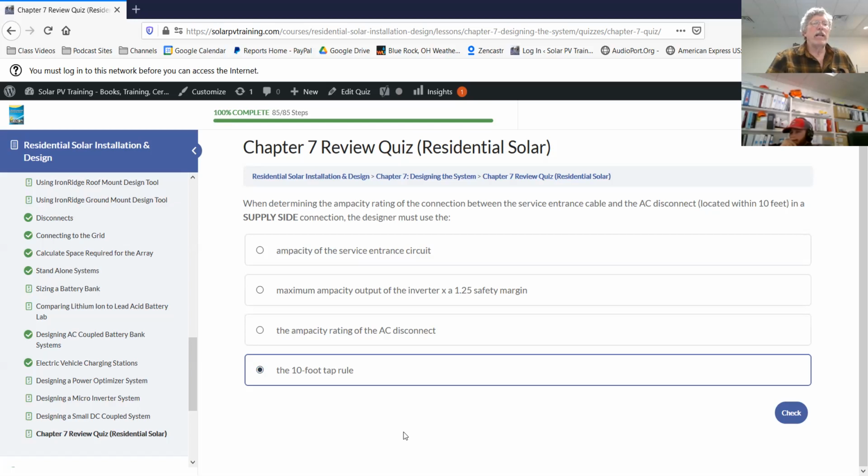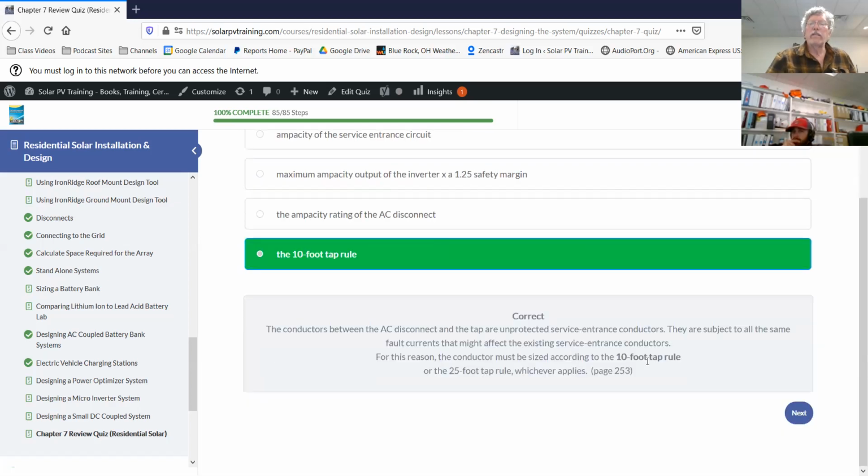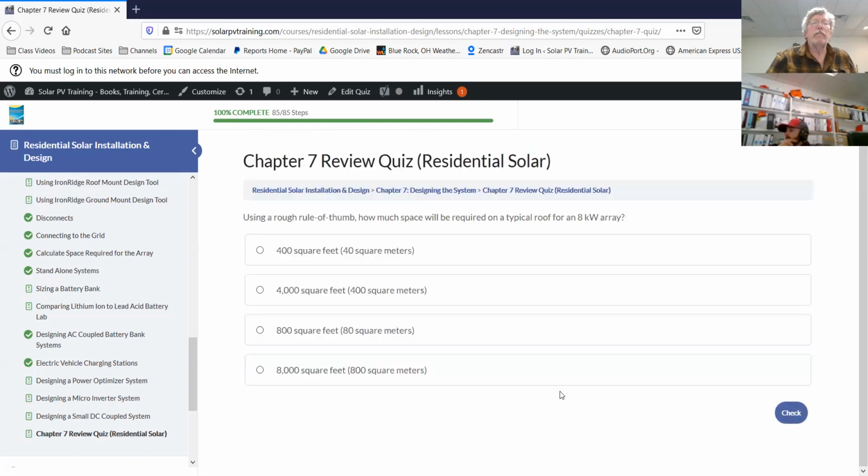All right. And if you're an electrician or you've done electrical work, that hopefully is not a new concept to you. The 10-foot tap rule is outlined there on page 253 of your textbook. If you're not familiar with it, review it. But at a minimum, it's got to be 60 amps. The wire has to be rated for 60 amps and the AC disconnect has to be rated for 60 amps. That's the minimum. Your 10-foot tap rule might actually get you less than 60 amps. If that's the case, you still have to do 60 amps. 60 amps is the minimum.